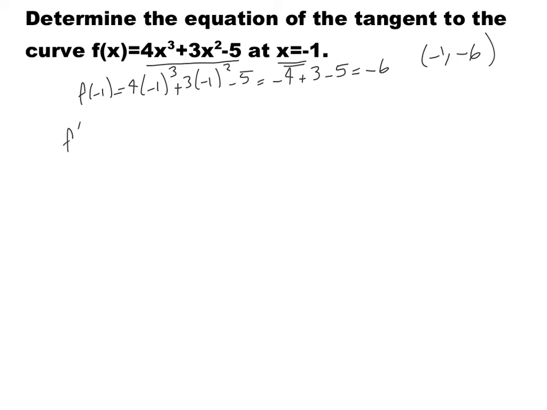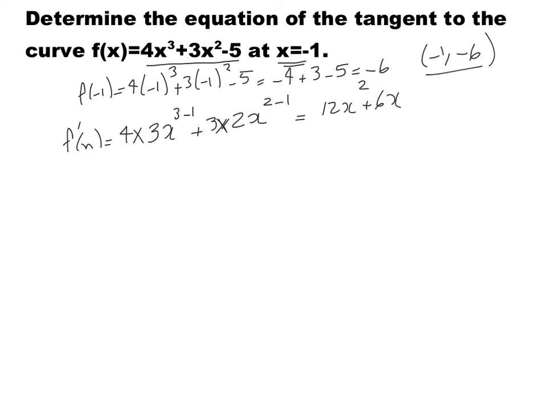So I'm going to find f prime of x, which is going to be 4 times, again, bring the exponent down, and then subtract 1 from the exponent. 3 times, bring the exponent down, so this is times x exponent 2 minus 1, and the derivative of negative 5 is 0. This is going to give me 12x squared plus 6x.